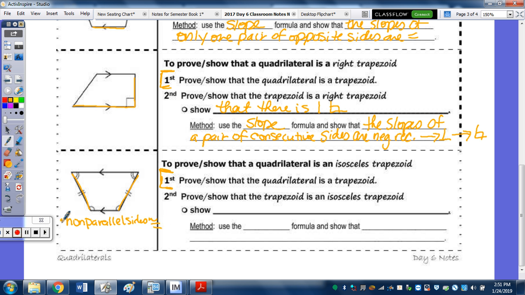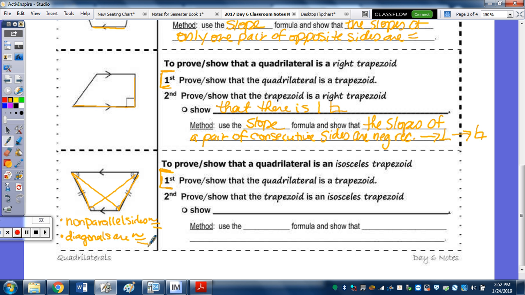Is there any way using slope, distance, or midpoint to show angles are congruent? If they're both right angles, right, all right angles are congruent. Yeah, but that's not going to be typically the case. You could also show what's true about the diagonals. Yeah, we can show that the diagonals are congruent, okay?